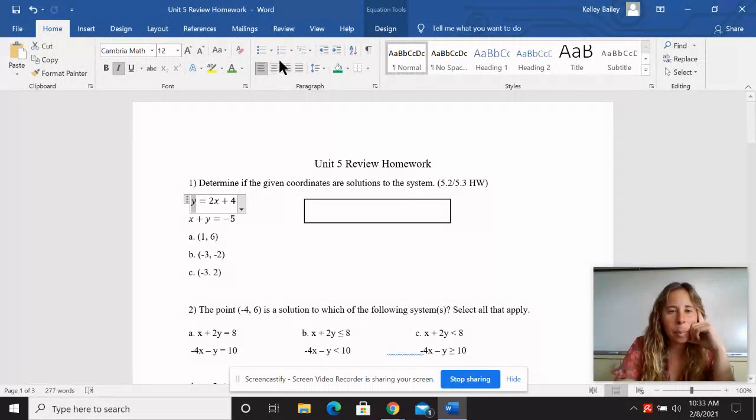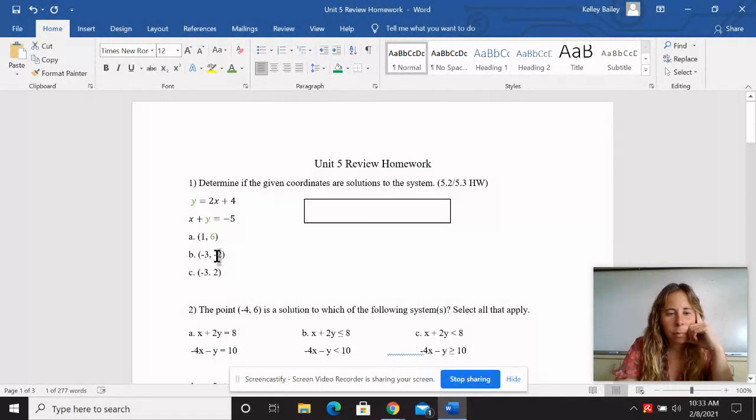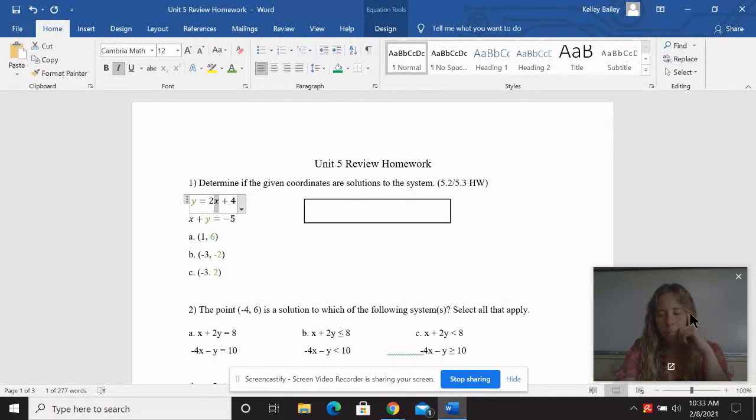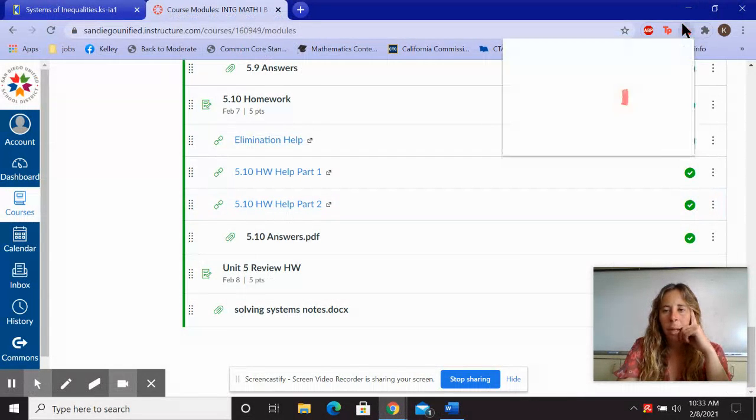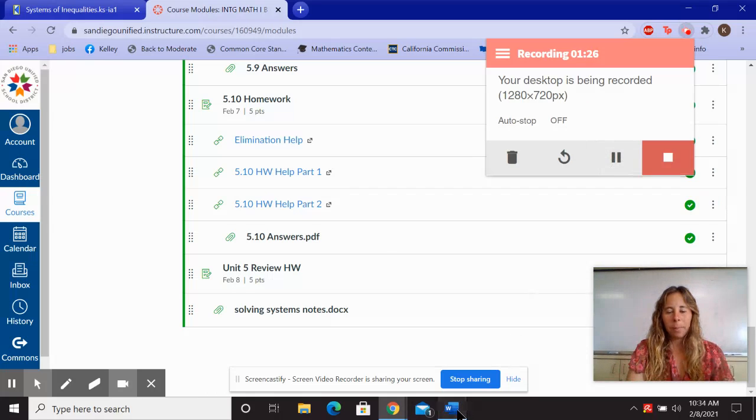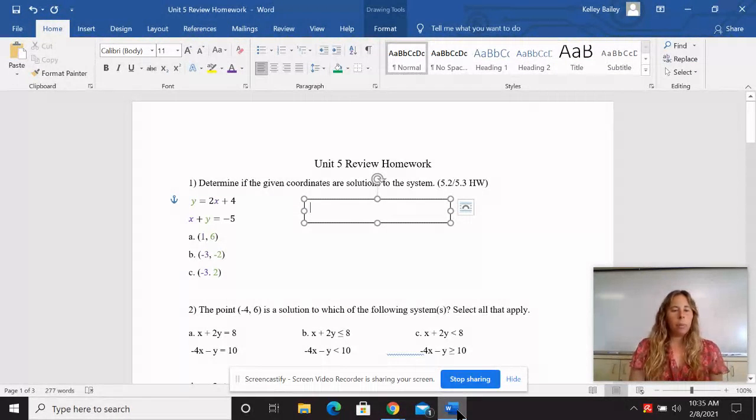So I don't know if this helps people, but I'm going to color code real quick. I'll make y green. And we'll make x be probably purple. Gonna make all my x's purple. Okay, there. So we're going to start with point A.